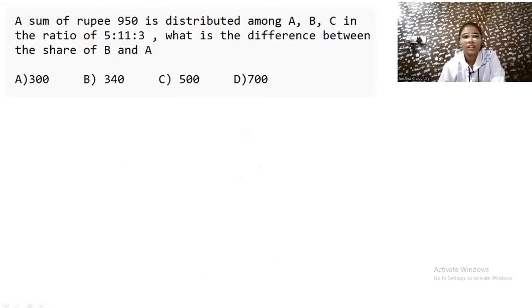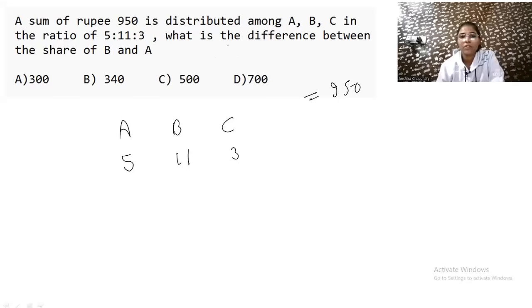Right now, a sum of rupees 950 is distributed among A, B, C. All right, so there are three persons, A, B, C, and there is a total money of 950, in the ratio of 5, 11 and 13. So A got 5 parts, B got 11 parts, and C got 13 parts. What is the difference between the share of B and A?